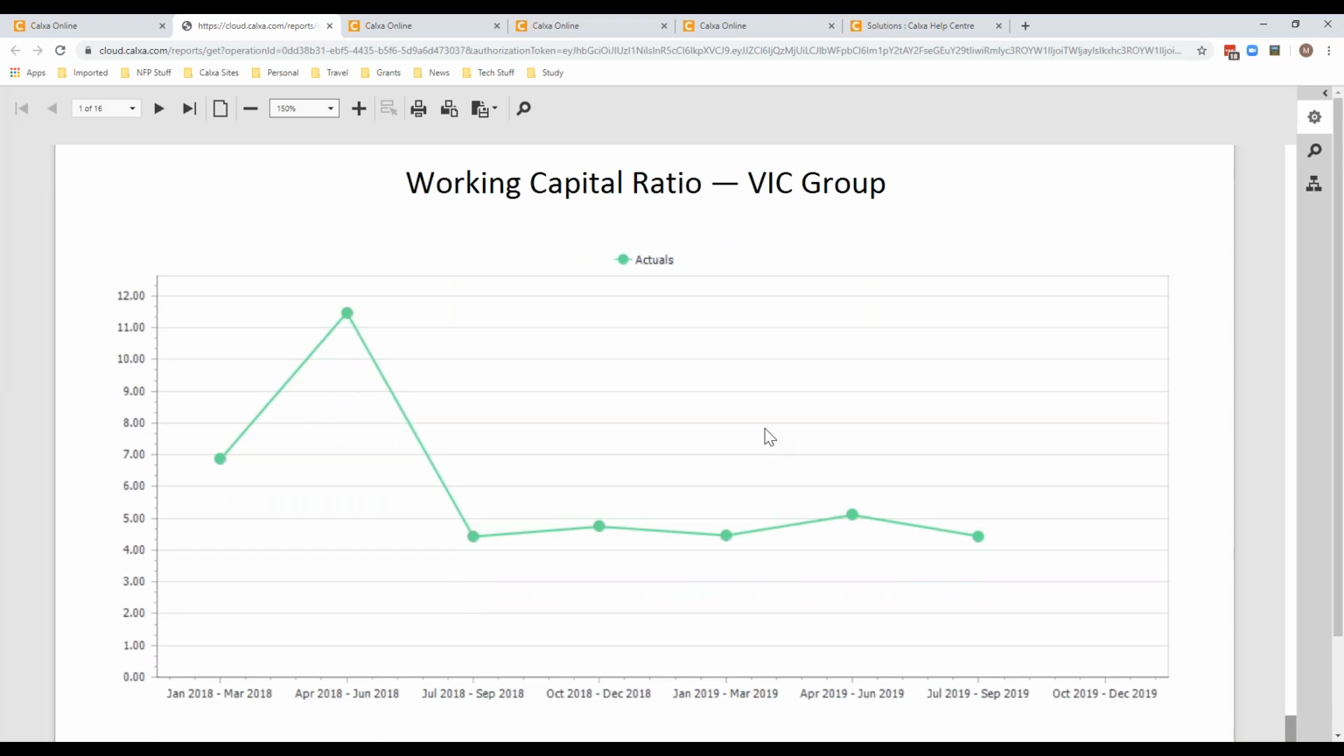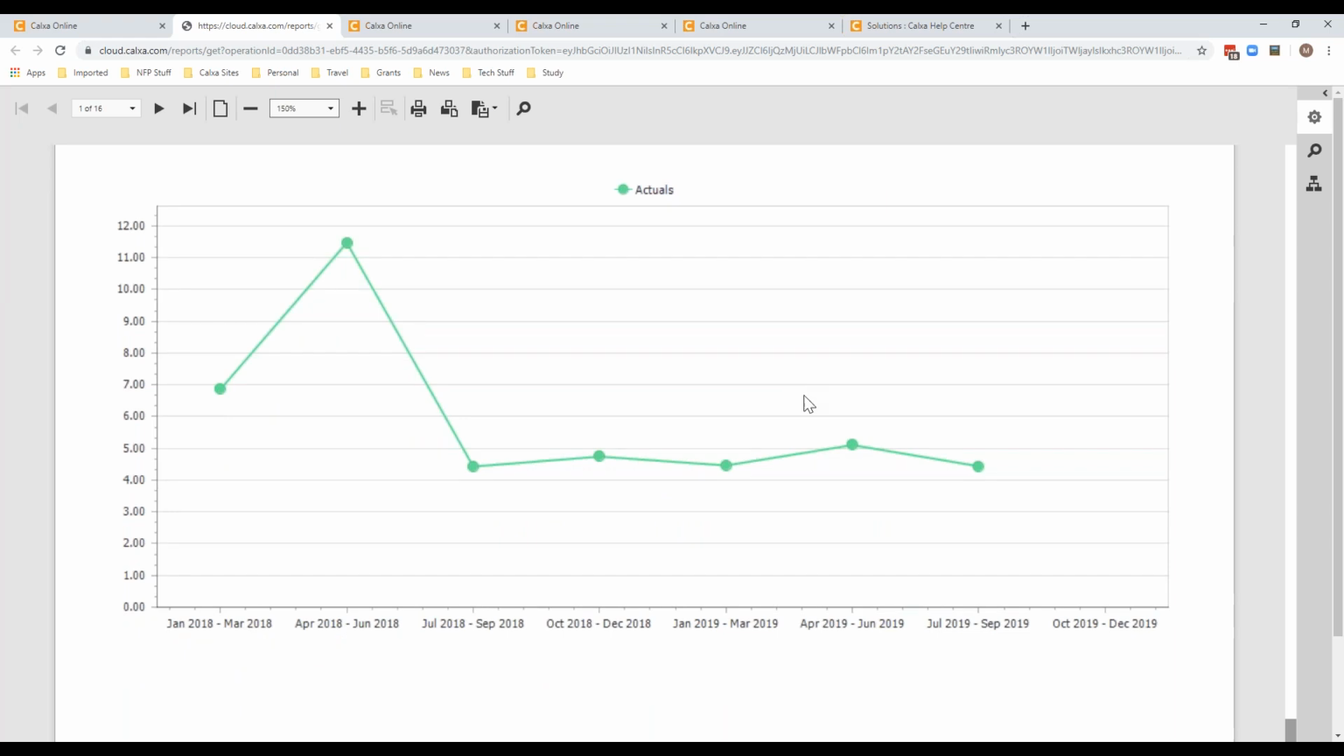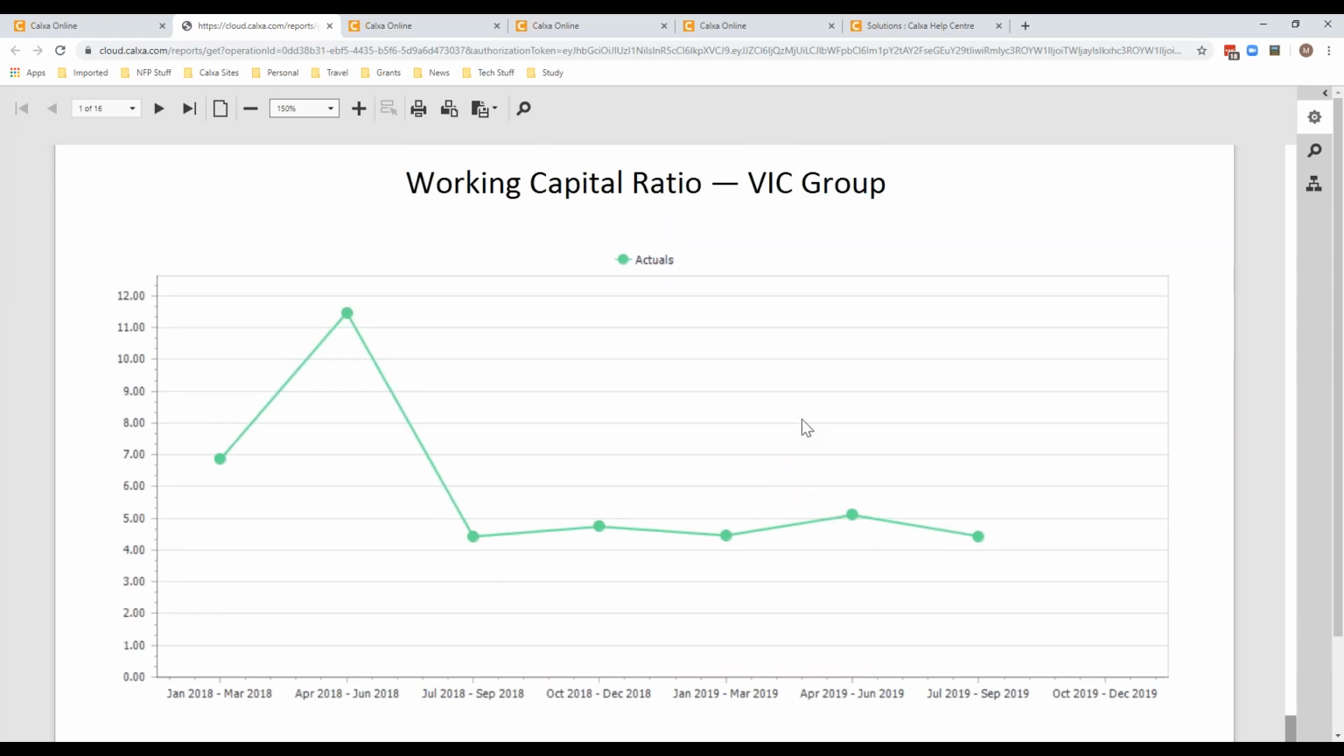Working capital. Another one that gives you a bit of a leading indicator of cash flow problems. What it is, it's your current assets, so the cash, inventory, debtors, things that you could potentially liquidate within 12 months if you needed to, compared to your current liabilities. So credit cards, GST, PAYG, payroll liabilities, short-term loans, that sort of thing.